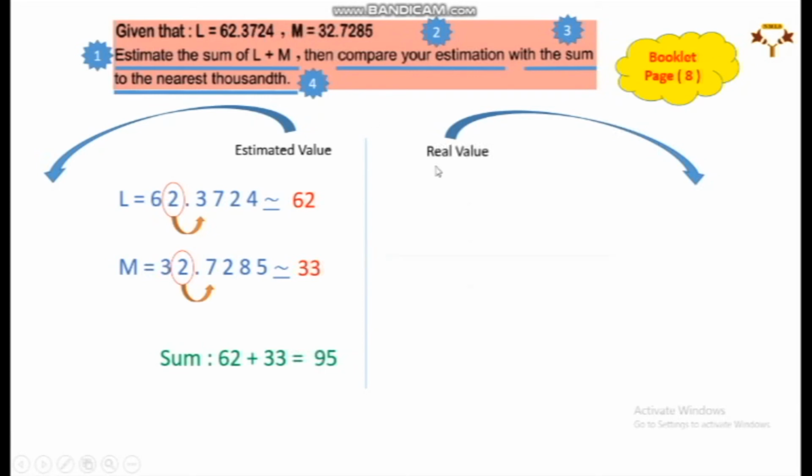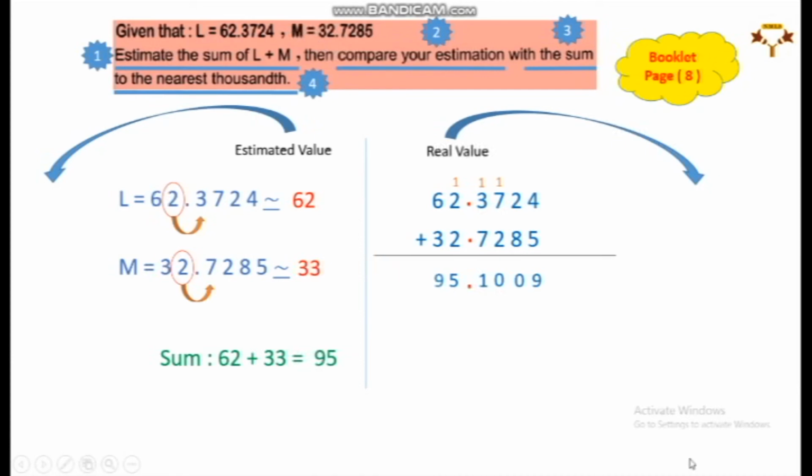So I will just line up the numbers, okay, and the second number, and let's add them together. 4 plus 5 equals 9, 2 plus 8 equals 10, 0 and carry up 1, 1 plus 7 equals 8, 8 plus 2 equals 10, 0 and carry up 1, 1 plus 3 equals 4, 4 plus 7 equals 11, 1 and carry up 1, and 1 plus 2 equals 3, 3 plus 2 equals 5, and 6 plus 3 equals 9. So here you get the real value of the adding between the L and the M.